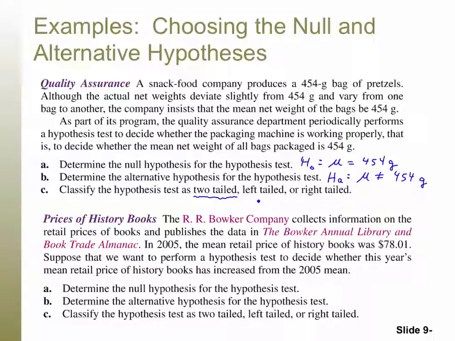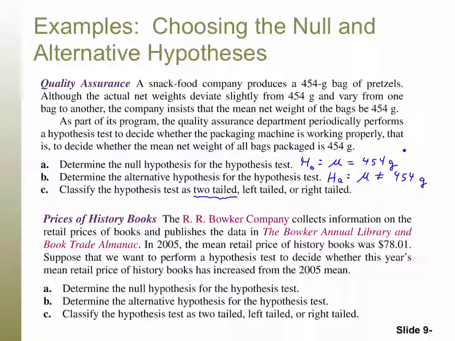So we're not doing any statistics yet. We're just learning how to set up the test. So our null hypothesis is that the mean weight in bags is 454. The alternate is it's not 454. And that's a two-tailed test.